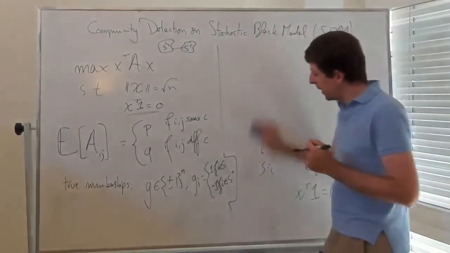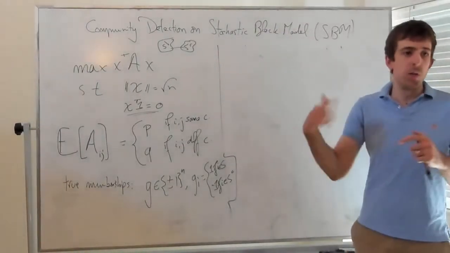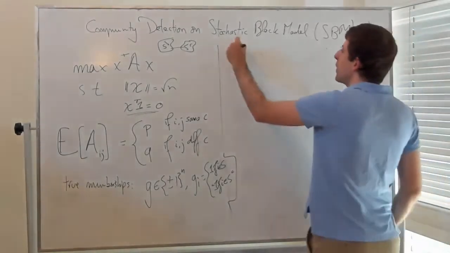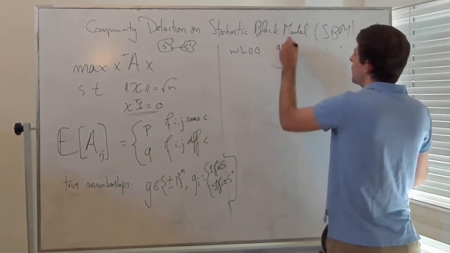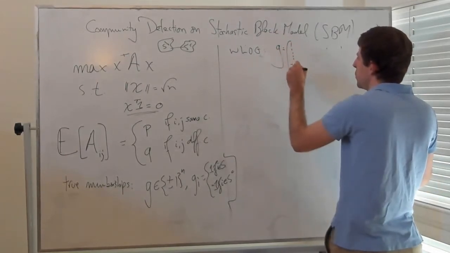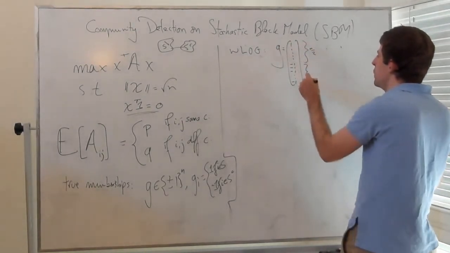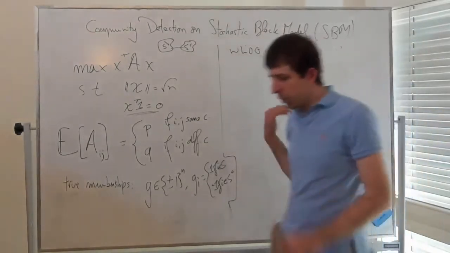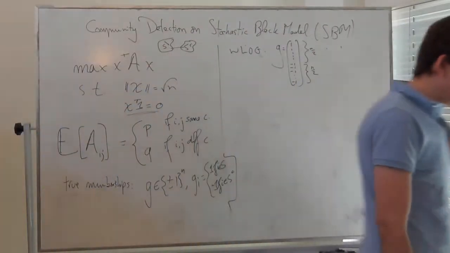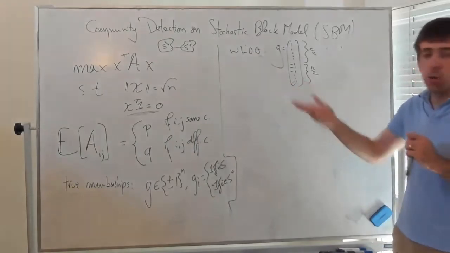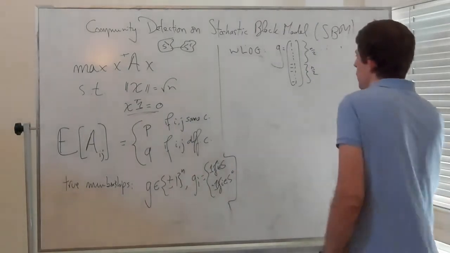For the sake of the analysis of the algorithm, we can label the nodes, like node 1, 2, 3, and so on, in any way we want. So without loss of generality, for the sake of analyzing, we can assume that G is just n over 2 ones and then n over 2 minus 1s. We're just relabeling the nodes to have nodes 1 through n over 2 be one community, and nodes n over 2 plus 1 all the way to n be another community. Of course, the algorithm can't see it, because otherwise clustering would be very, very easy. So the algorithm doesn't know this, of course.